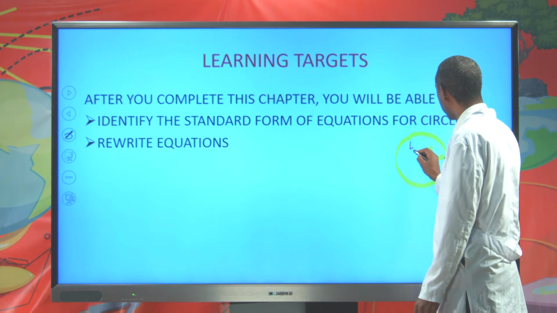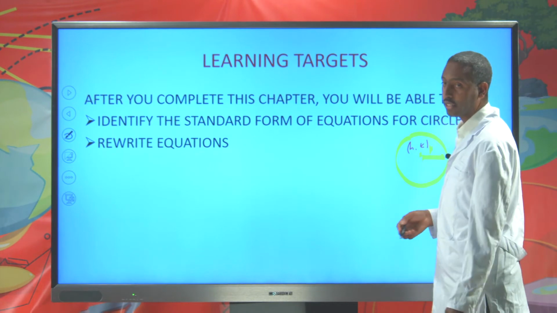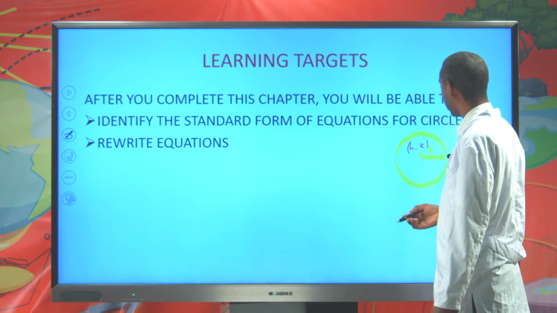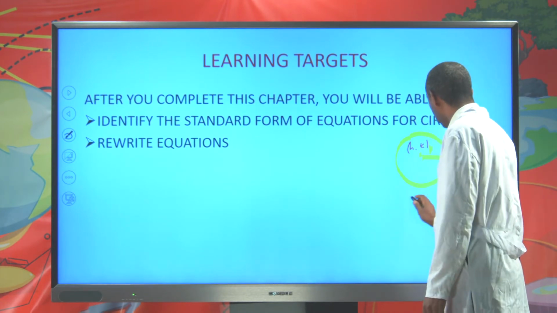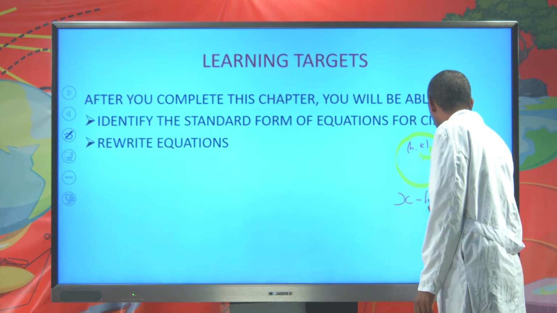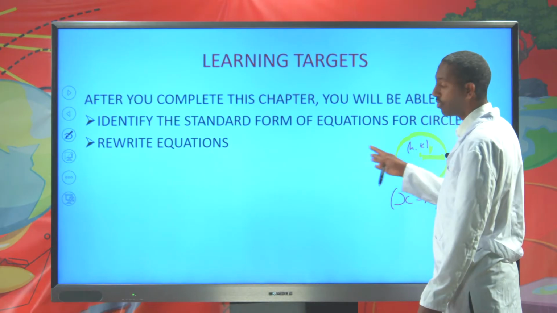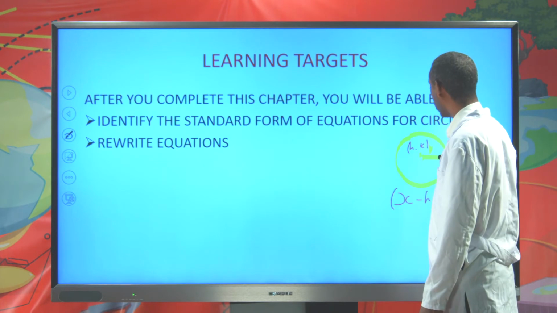We may call the center of the circle (h, k), or you might represent it as (a, b), or using any other variables. Then the standard form of the equation of a circle is (x minus h) the whole squared plus (y minus k) the whole squared is equal to r squared. This is derived from the distance formula.